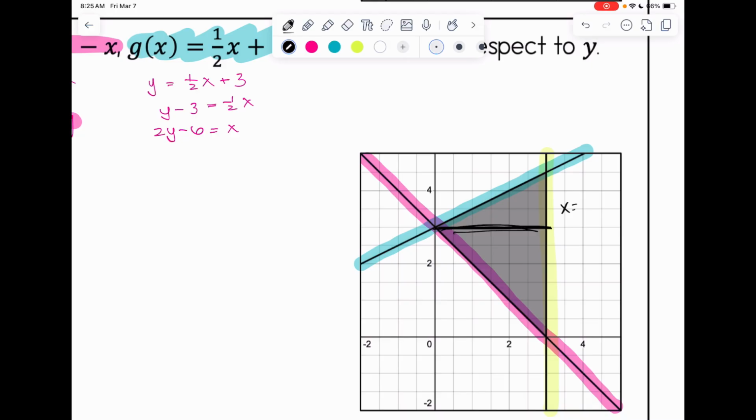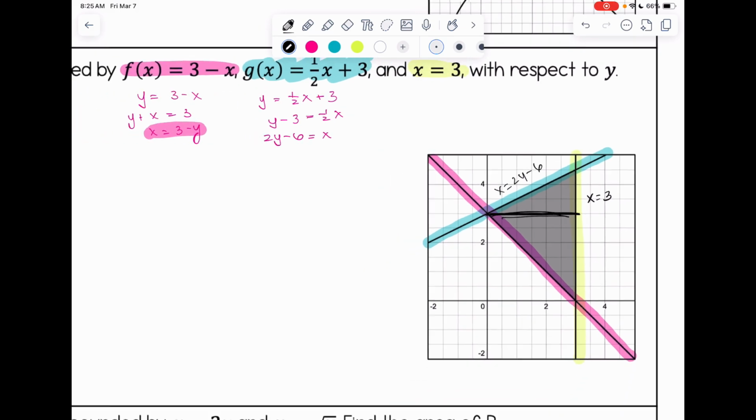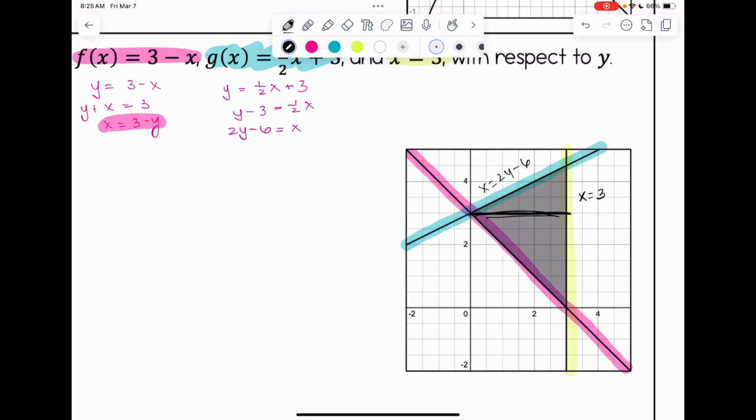So I'm going to label all of these. The green is x equals 3. Over here, the blue was x equals 2y minus 6. And the pink was x equals 3 minus y. So I'm going to set up 2 integrals and add them together in order to represent this area.